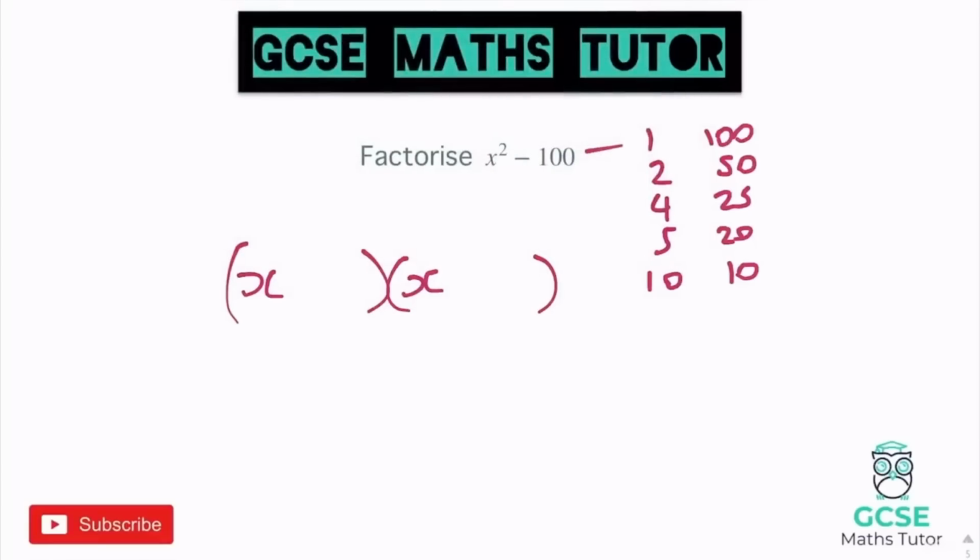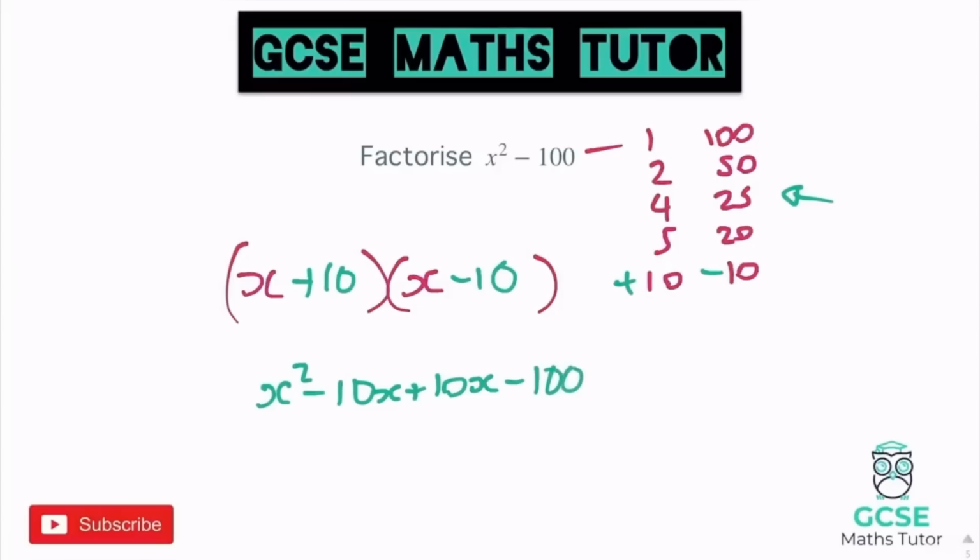So in order to get 0, if you look at all these pairings here, there's only one pair that allows you to get 0, and that is if we have positive 10 and take away 10, and that gives us 0, so it's just plus 10 and minus 10. There you go, and if you expand that out, you would get x squared, you'd get minus 10x, then plus 10x, and you'd get your minus 100 at the end there. And these two pieces in the middle would cancel each other out, and we'd get x squared minus 100.